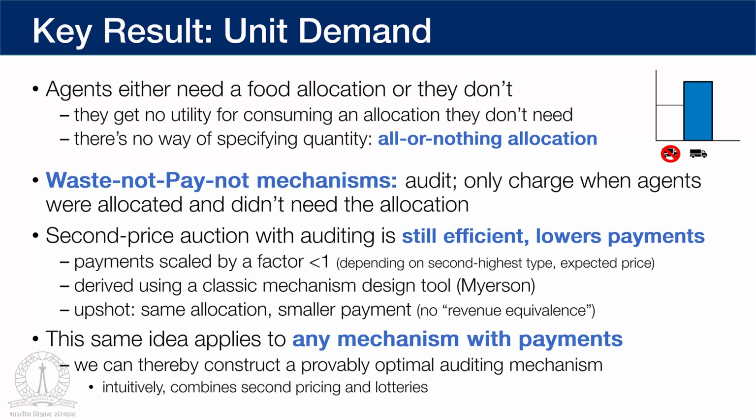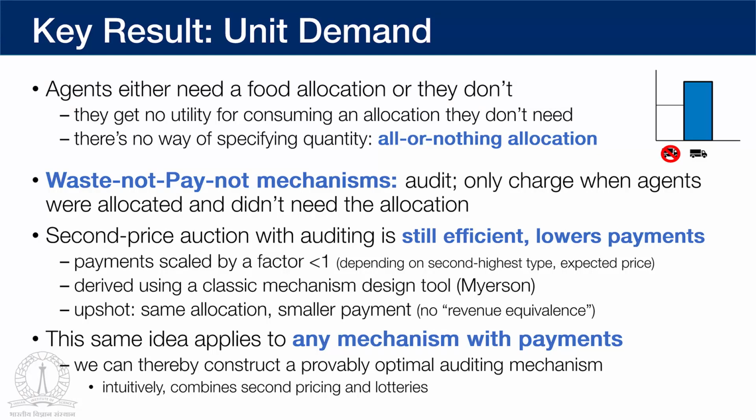But for those of you who do understand, a second price auction with auditing is still efficient, so it still produces the same allocation, and it achieves lower payments. And that might be surprising to you because you might know something called the revenue equivalence theorem that says you can't get the same allocation with different payments. But this auditing setting breaks the assumptions of the revenue equivalence theorem. So we're able to get a strictly better outcome at lower price by using this power of auditing.